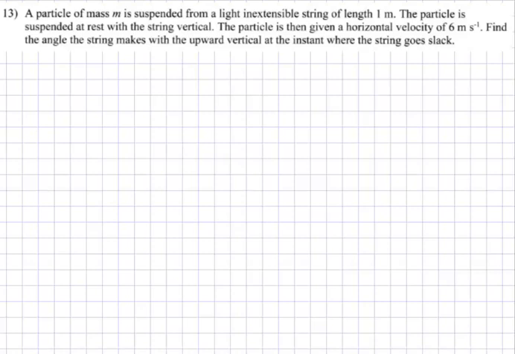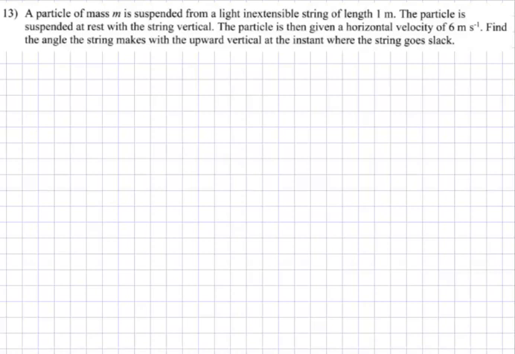Okay, the particle is then given a horizontal velocity of 6 meters per second. So it's fired from that vertically down resting point at a velocity of 6 meters per second. Find the angle the string makes with the upward vertical at the instant when the string goes slack. So it's suggesting that the pendulum is going to go above the horizontal. If you think about it, the string can be horizontal at the far reaches of that pendulum style, but it's going to carry on up, and then it's going to go slack. It's not going to be able to get all the way up and back around.